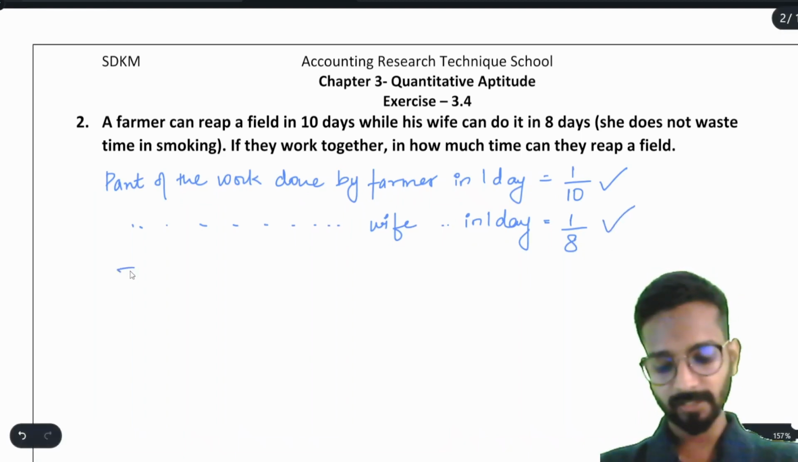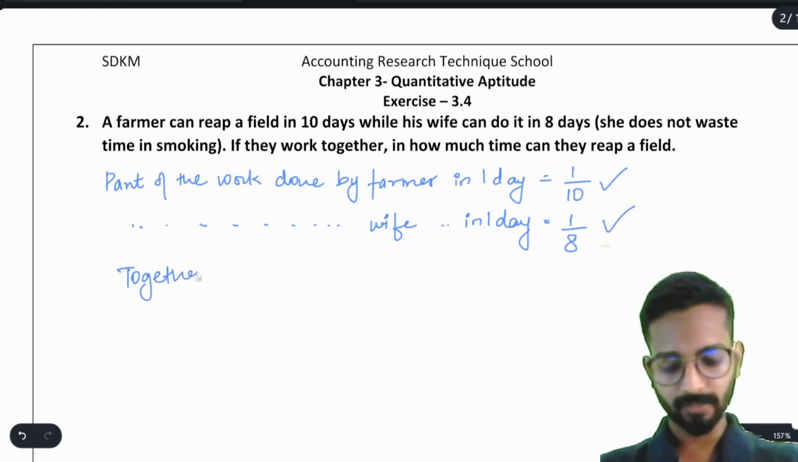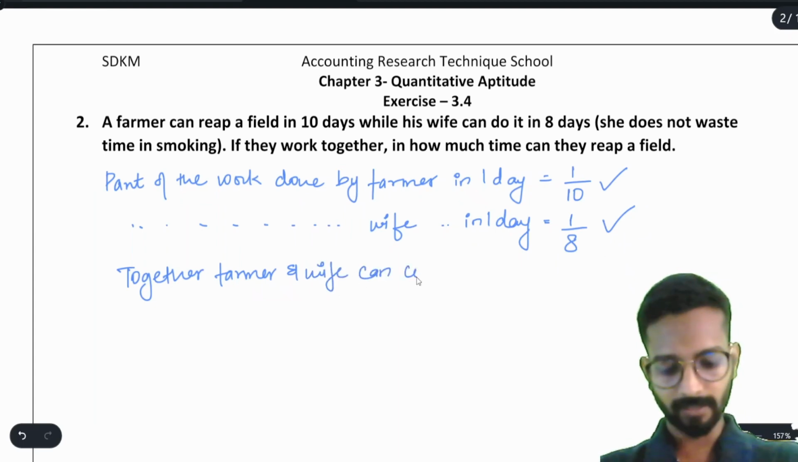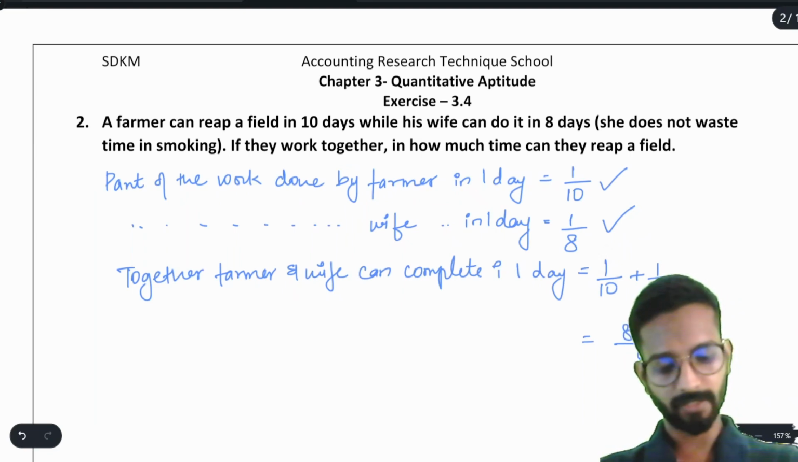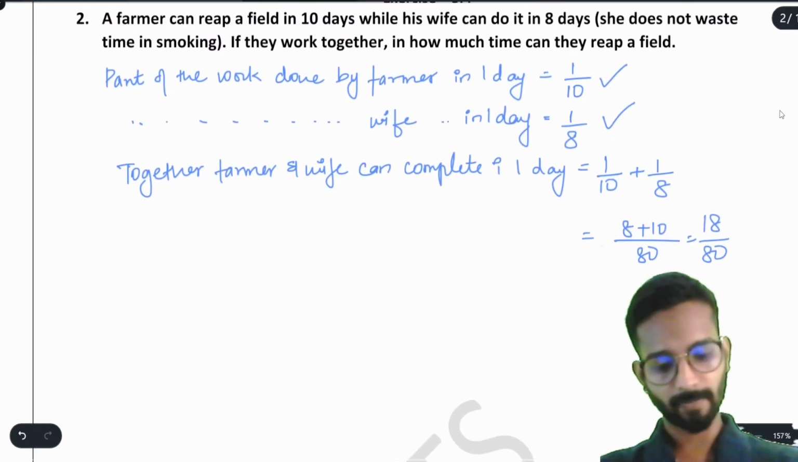If I want to find out that together how much work they can complete. Together farmer and wife can complete in one day how much work? 1 by 10 plus 1 by 8. So we can write here 80, 8 plus 10, 18 by 80. 18 by 80, that is nothing but 9 by 40.